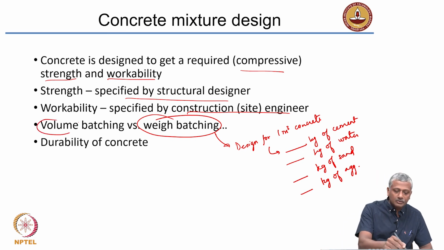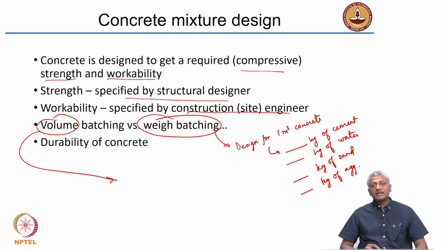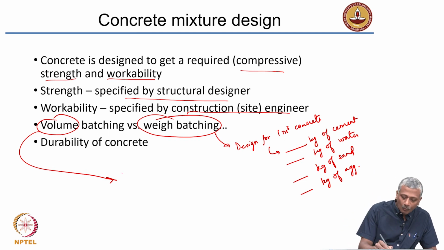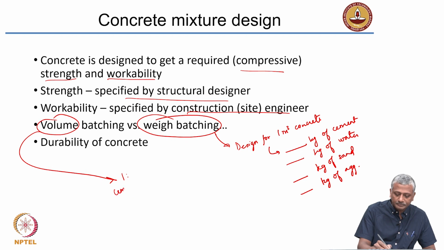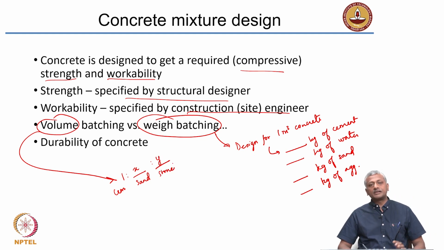Now, volume batching is what you see being practiced in many residential sites. So, what they do is they have a measuring bucket or a measuring cuboid in which they actually measure the quantities by volume. So, they generally say 1 part of cement to some x parts of sand to some y parts of stone. So, when the mix design is presented in terms of 1 is to x is to y, typically we want to mean it by volume. Okay. That is by volume.